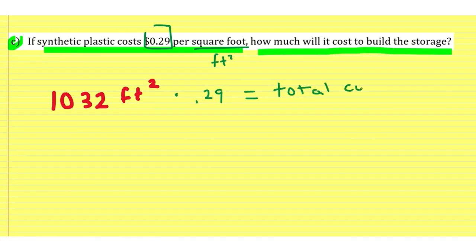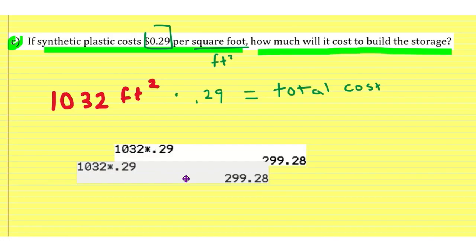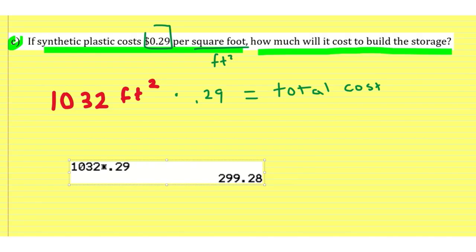Total cost. Okay, so when we crunch that out with our handy dandy calculator, that is going to give me a total cost of $299.28. So that's not too bad. To build a storage space under $300, I don't think that sounds like a bad deal at all.